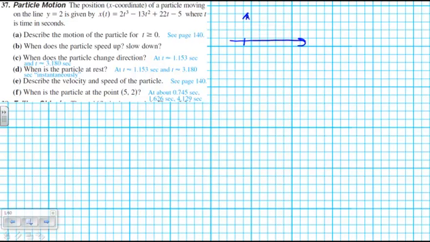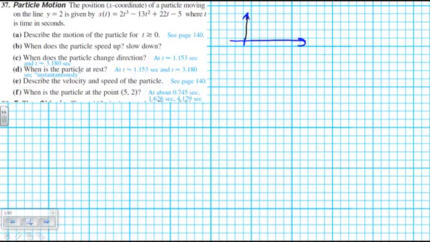Describe the motion of the particle when t is greater than 0. So the question is, what would that be? There's only two things that this particle could be doing. Well, three things. It could be going to the right, it could be going to the left, or it could be standing still. So let's see if we can discover what's going on with this particle motion.